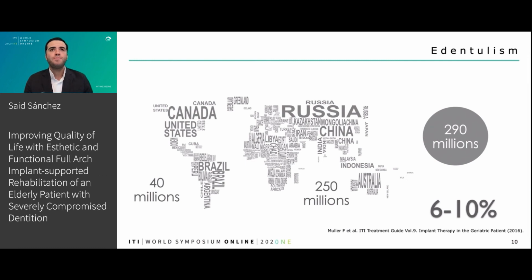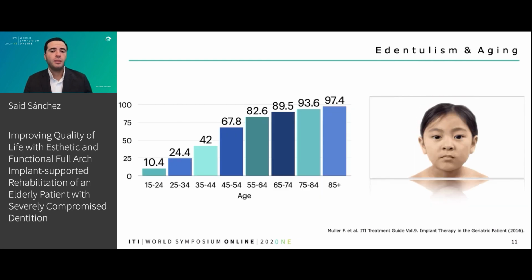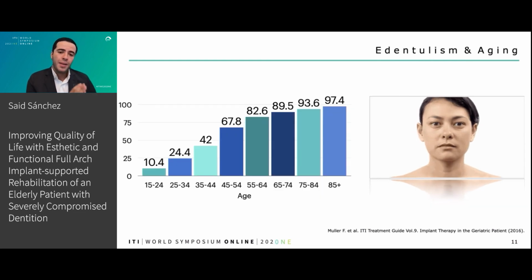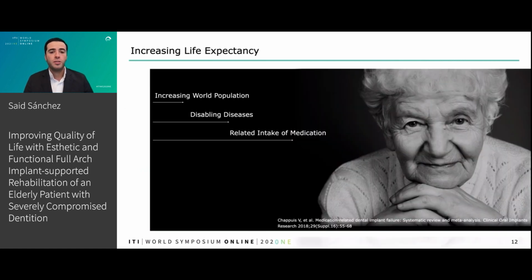In addition to this, there is a direct correlation between edentulism and aging. This means that the older the population is, the bigger the percentage of edentulous patients. Moreover, the advances in all fields of medicine and healthcare mean that people live longer now.